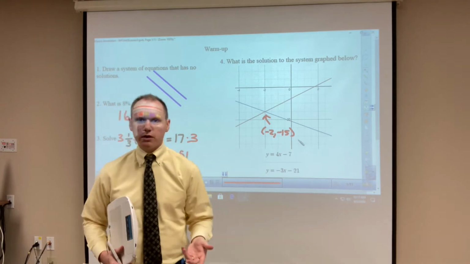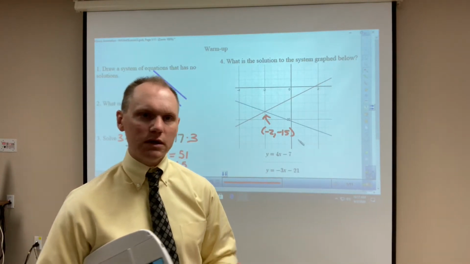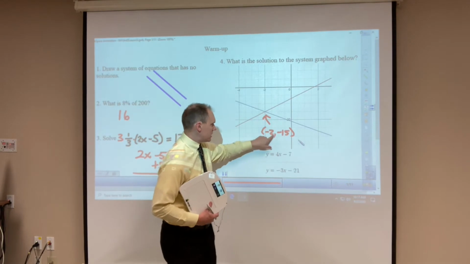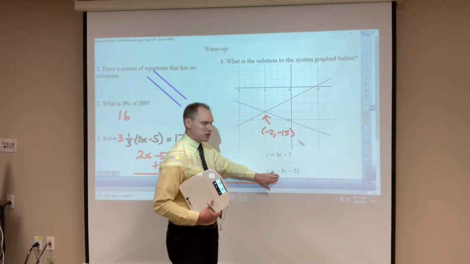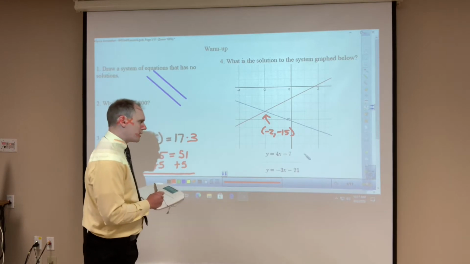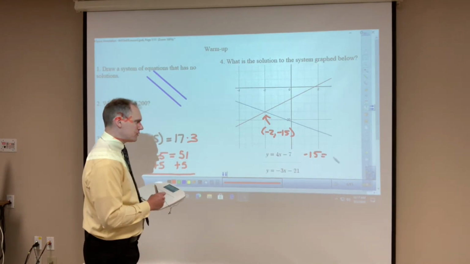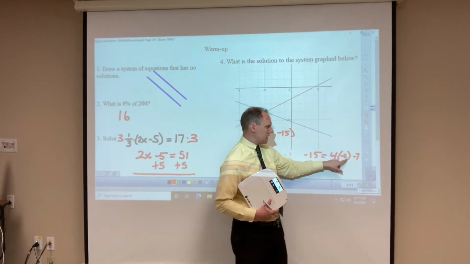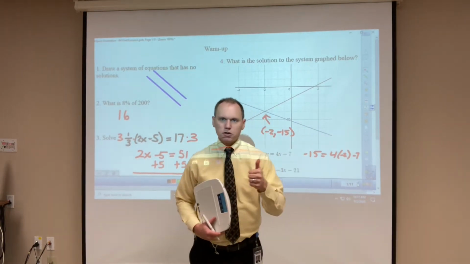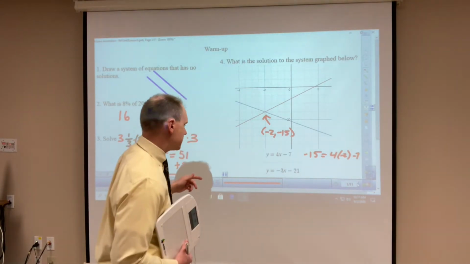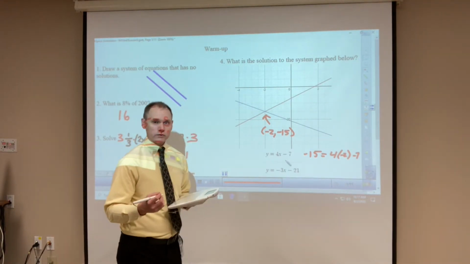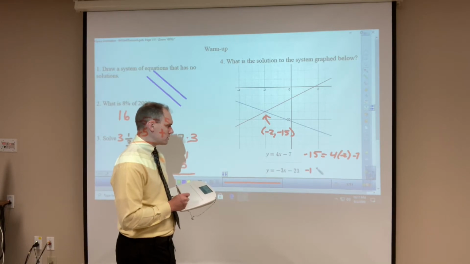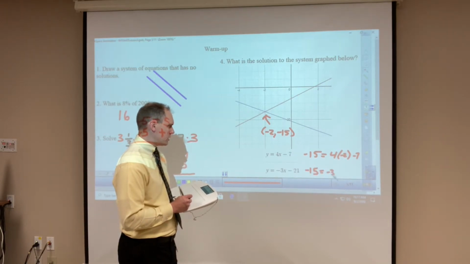Going back to our previous video, we talked about what a solution of a system of equations means. It means that this point here, this x and this y, satisfy both of these equations. So if we put -15 in for y here, and -2 in for the x, let's see if this works out. -2 times 4 is -8. -8 minus 7 is -15. So that checks out, right? The sides are equivalent. Let's see if it works for the bottom one, because it has to work for both, right? It can't just satisfy one of the equations, it has to work for both. So -15 equals -3 times -2, and for x, minus 21. Let's see.